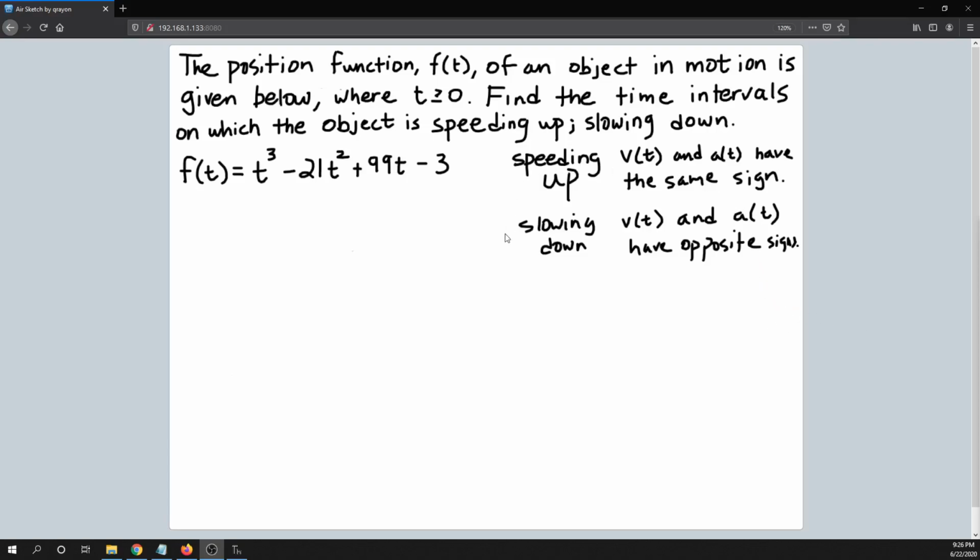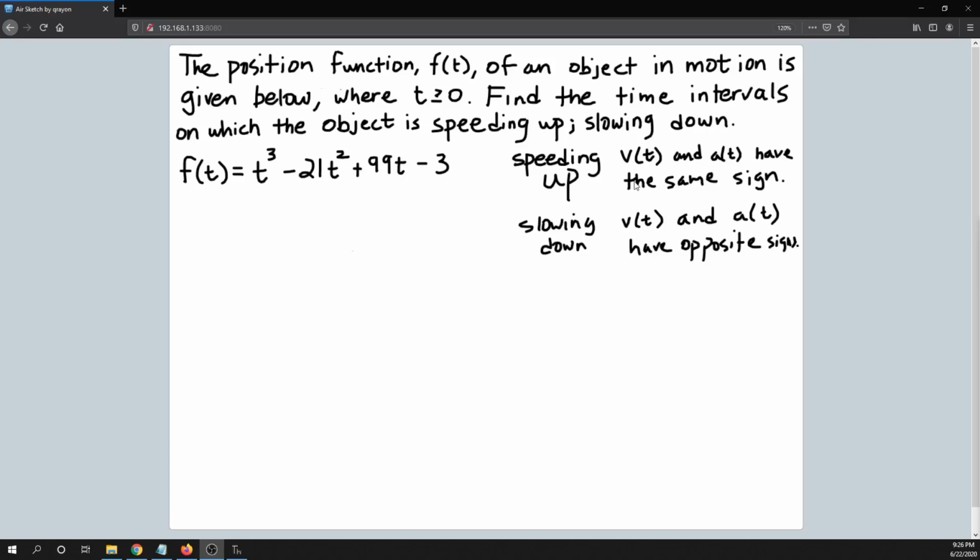Okay, so that's the key to this problem. When the problem asks when they are speeding up, we're looking for when the velocity and the acceleration have the same sign. When they're asking for slowing down, you're looking for where the velocity and the acceleration have the opposite sign. Also key here is to remember that t is greater than or equal to 0, t representing time in these problems, so we usually just start that at 0. We don't talk about negative values for time, generally speaking. All right, so this is what we're after.